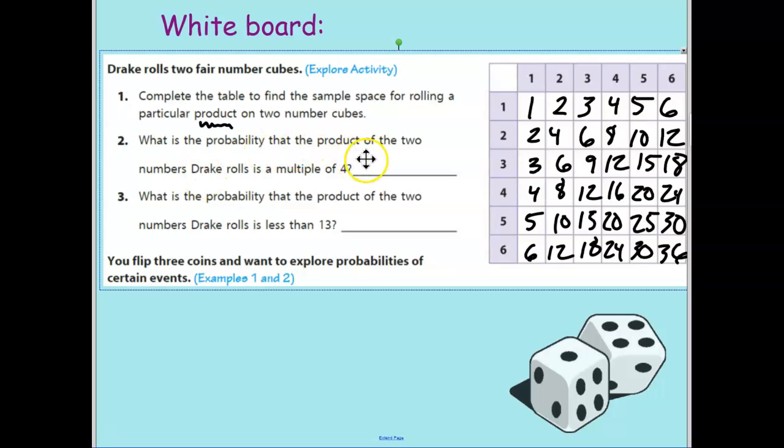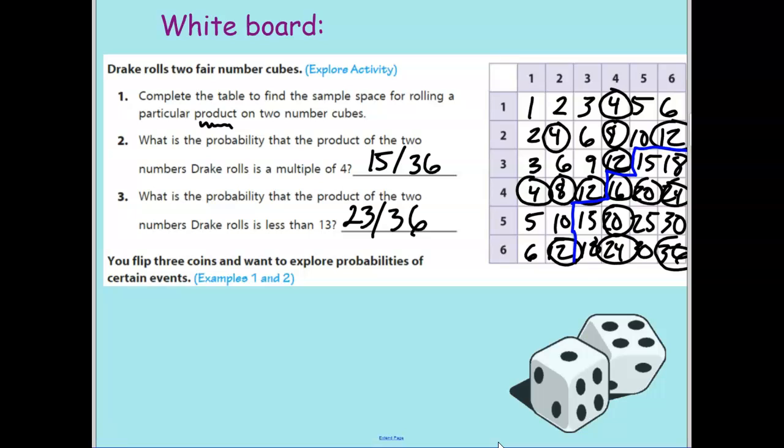What's the probability that the product of the 2 numbers Drake rolls is a multiple of 4? Remember, multiples of 4 are things like 4, 8, 12, 16, anything that you can get by counting by 4. So go ahead and look at this, count how many multiples of 4 there are, count how many total outcomes there are, and give me a probability. And then go ahead and try number 3 as well. So once you're done with that, unpause the video and check your answers. Hit pause, no cheating.